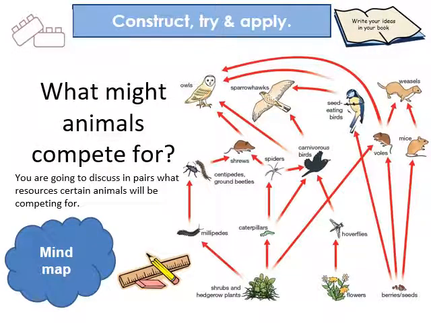Now we're clear on what competition means, we need to start thinking about what animals might be competing for. What I'd like you to do is create some kind of mind map to list all the different sorts of things that animals might be competing for in their environment.